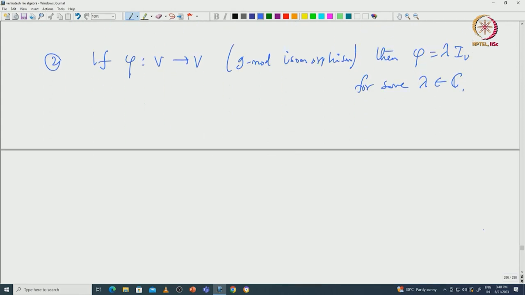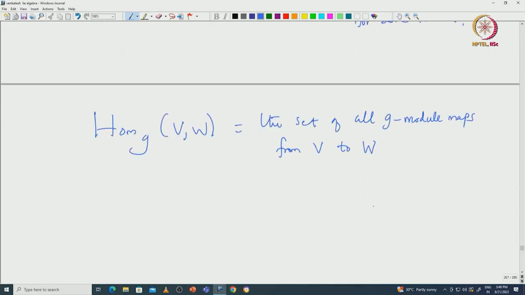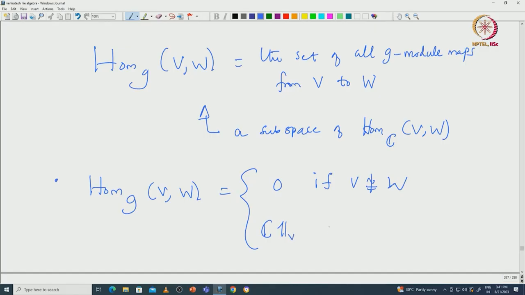If you write it in terms of Hom, we can denote this Hom space Hom_G(V, W). It is a subspace of Hom(V, W), which is defined to be the set of all G module maps from V to W. It is not hard to see this is actually a subspace of Hom(V, W), which is all linear maps from V to W. So in terms of this Hom_G(V, W), Schur's lemma can be read as follows: Hom_G(V, W) is trivial if V is not isomorphic to W, or otherwise it is just scalar times identity if V equals W.